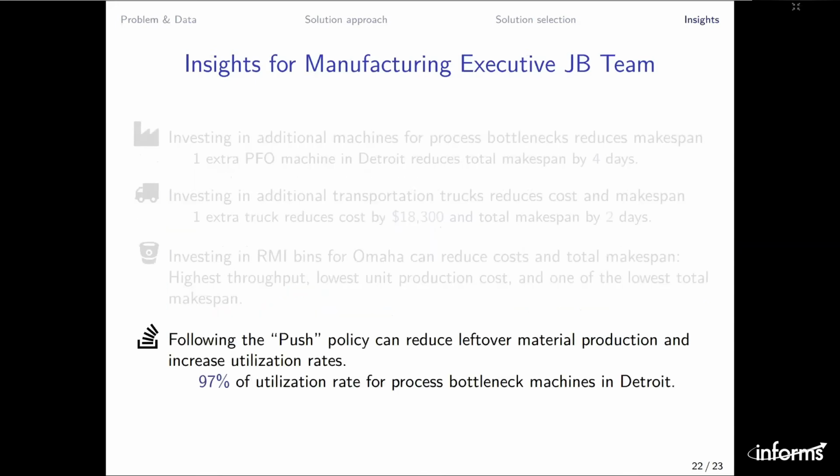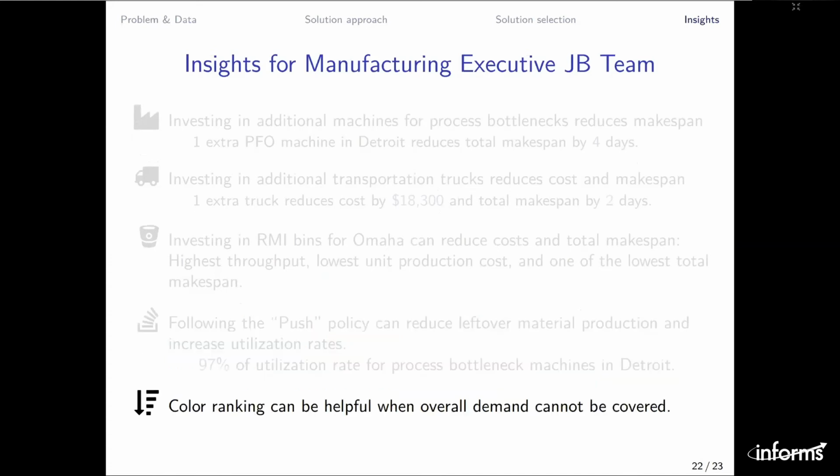By following our push policy, a leftover material reduction and utilization rates increase may be achieved. For instance, in the selected solution, a 97% utilization rate for the system's bottleneck is achieved. Also, we consider it worth mentioning that in situations where demand cannot be covered, following our color ranking for generating work orders can help maximize demand coverage, as it delays leftover material production.